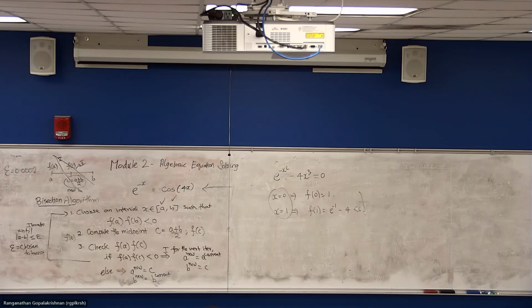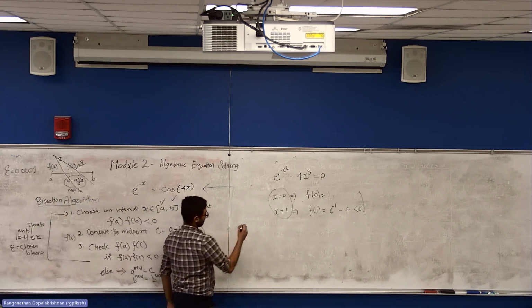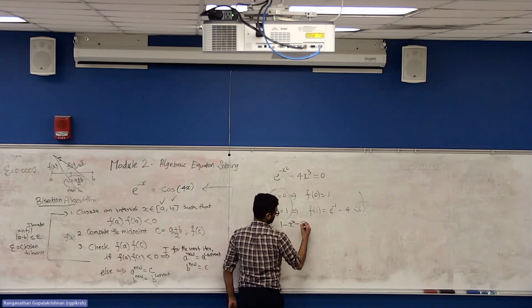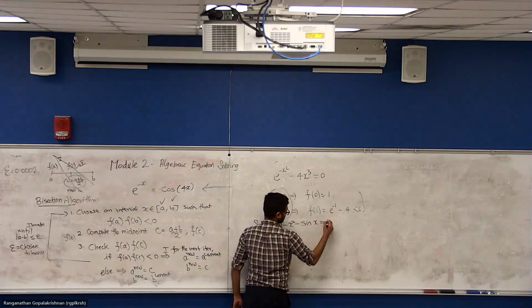Okay. So then let's try one more problem. Solve 1 minus x squared minus sine x equal to 0.